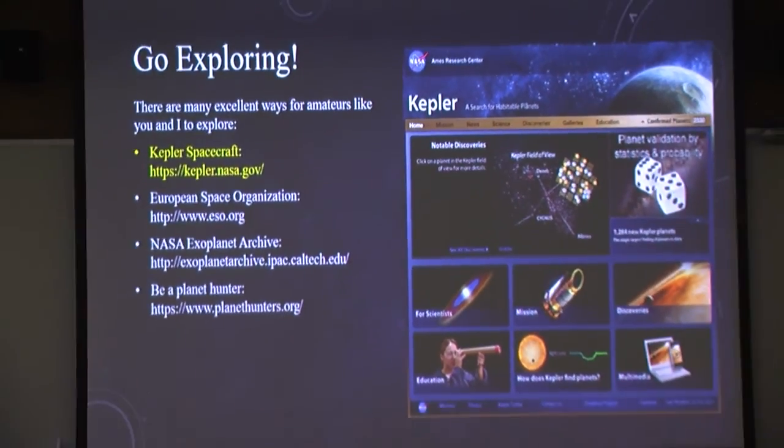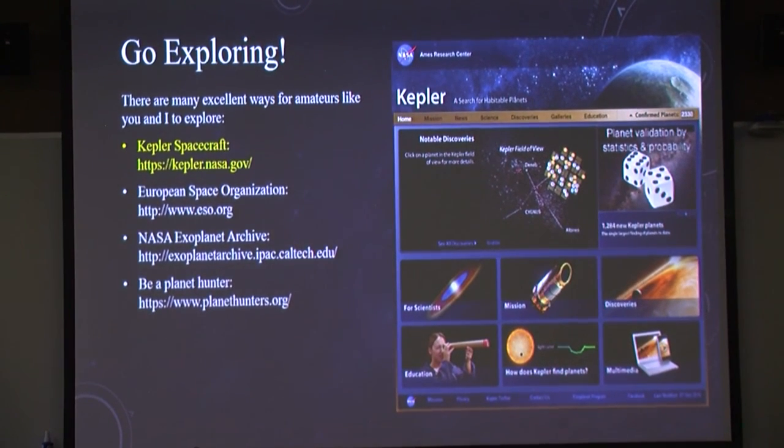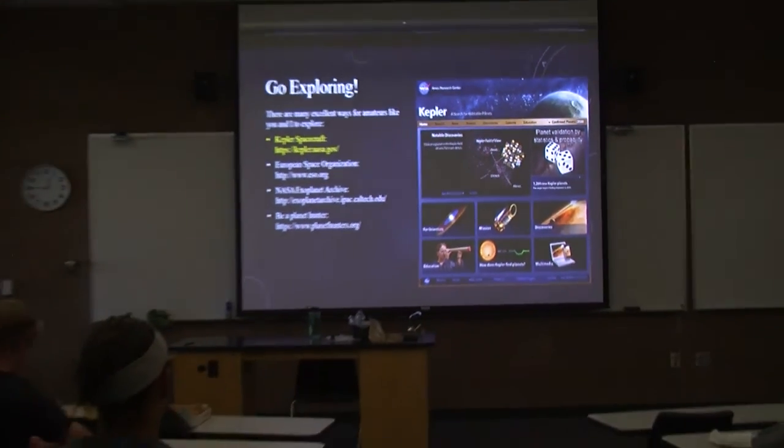So they have some education stuff. They have a discussion of just how you might go about finding these. But they also have a fair amount of stuff for scientists who are interested in digging deeper. You can download the data from Kepler Space Telescope, and you can go searching for your own planets. The data is freely available to you. You don't have to sign up to be a special person or anything.